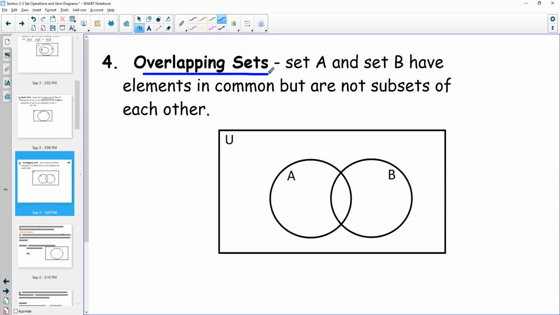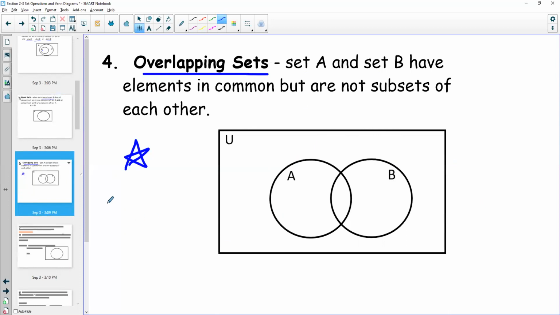Overlapping sets, this is typically what we see with a Venn diagram. So there's a universal set. I have set A, I have set B, and they have some things in common, but not everything. Okay, and this is when Venn diagrams are most useful. So there are some things they have in common, but not everything.